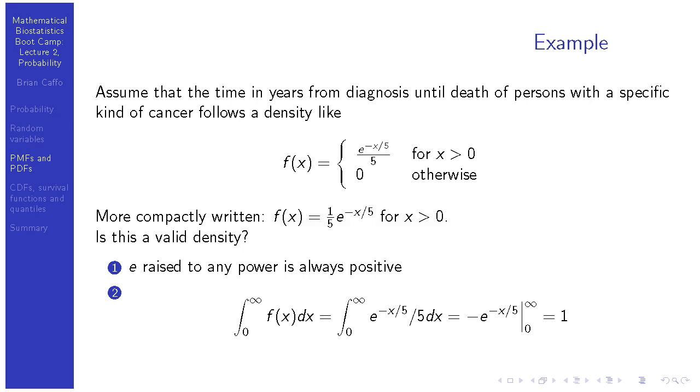Is this a valid density? Could we model survival time after diagnosis with this density? Well, first of all, we know that the function is positive because e raised to any power is always positive. And then let's just check whether or not it integrates to 1. So we want the integral from minus infinity to plus infinity, but like we said, all of the meat of the distribution starts at 0 and goes to infinity. So let's just say the integral from 0 to infinity of f of x dx is, in this case, the antiderivative, negative e to the negative x over 5, which when evaluated from 0 to infinity yields 1.